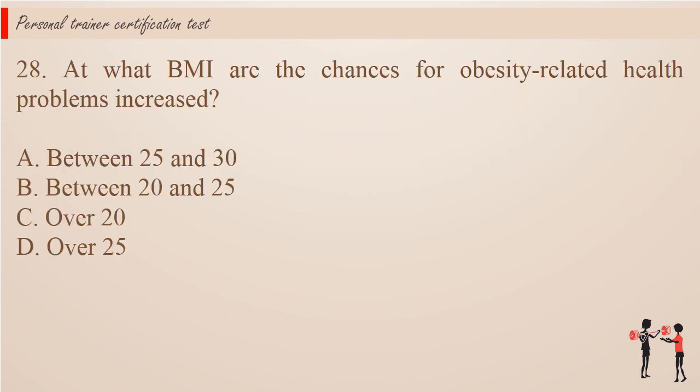Question 28. At what BMI are the chances for obesity-related health problems increased? A. Between 25 and 30. B. Between 20 and 25. C. Over 20. D. Over 25.